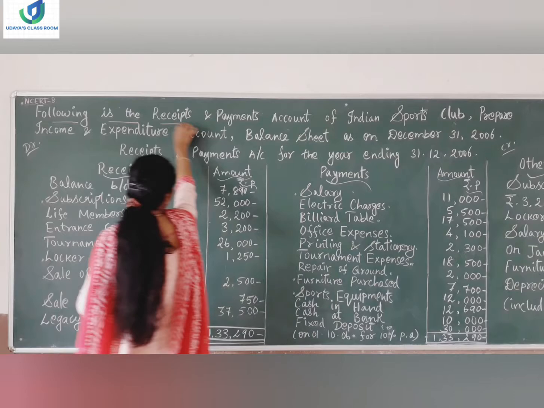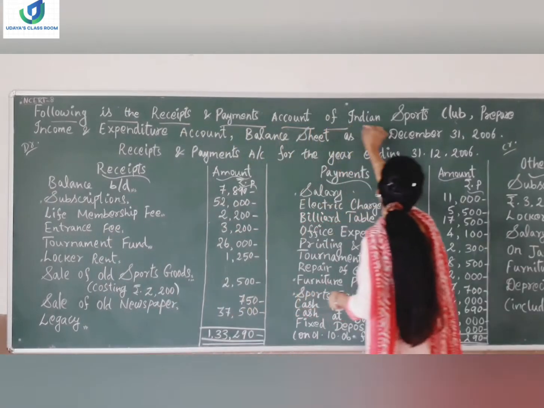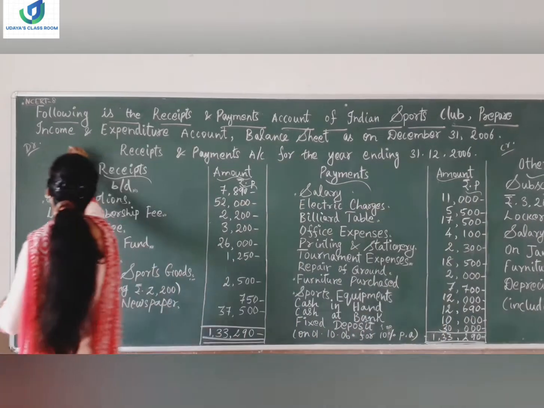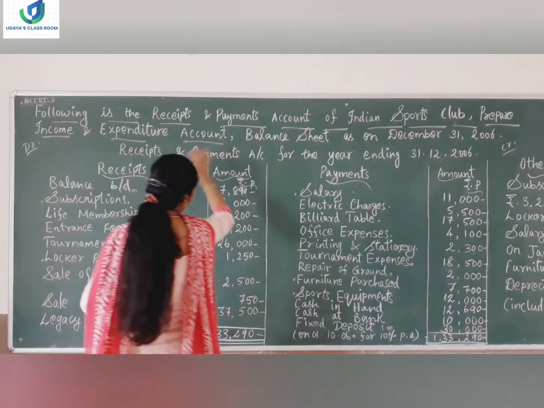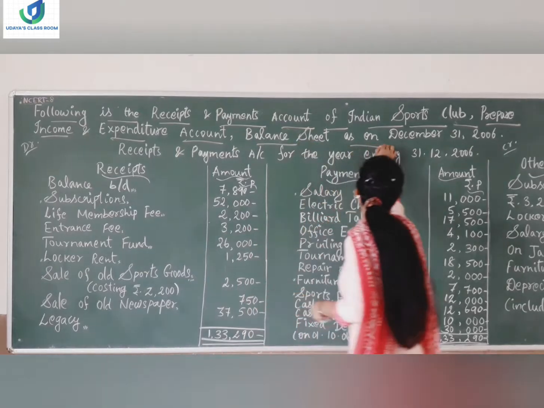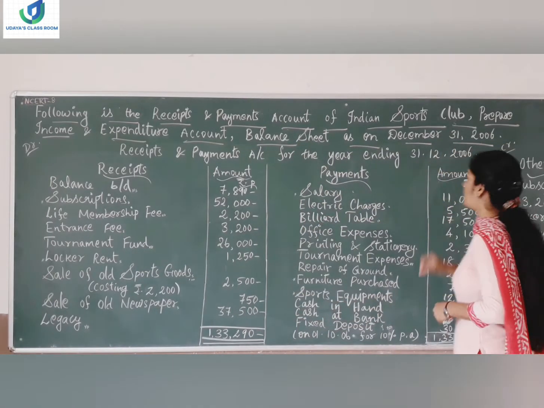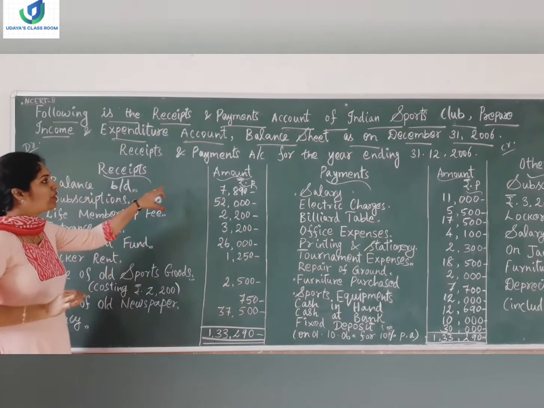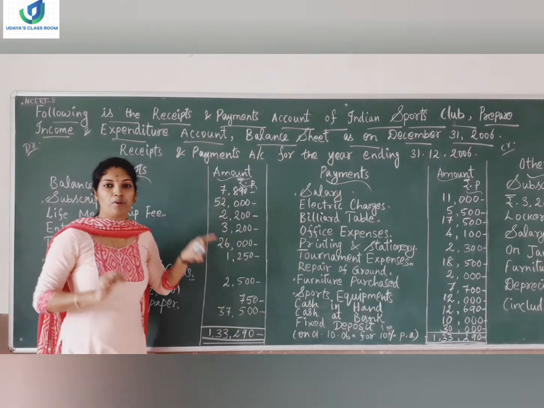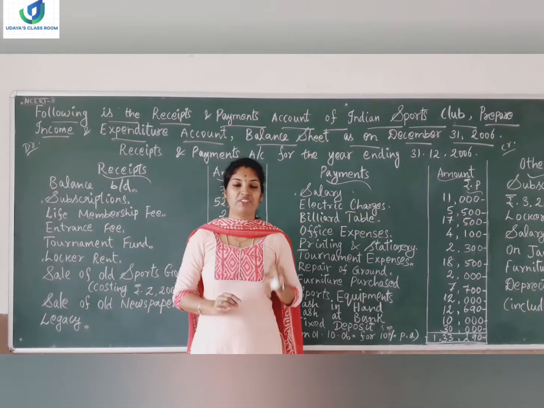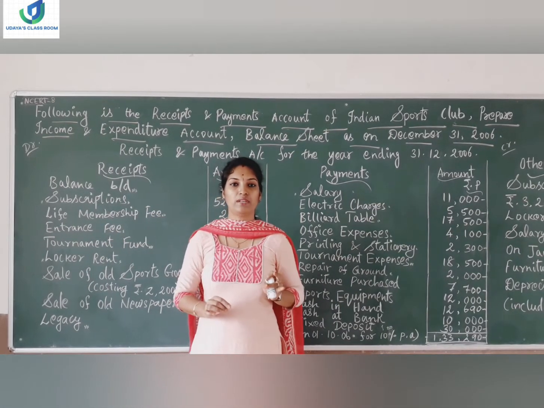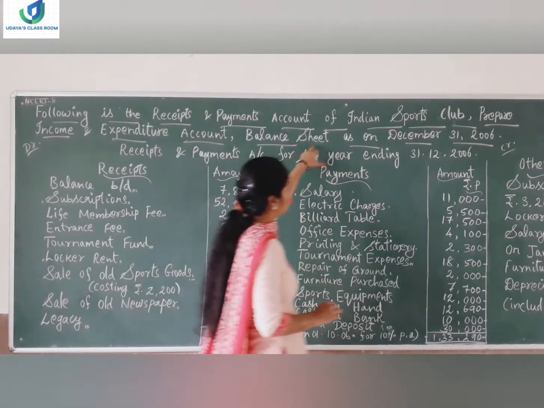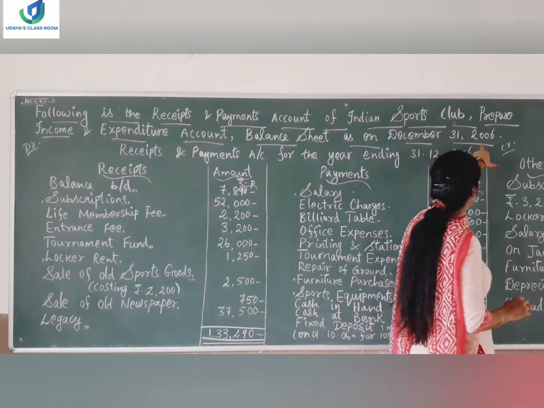Following is the receipts and payments account of Indian Sports Club. Prepare the income and expenditure account and balance sheet as on December 31st, 2006. As accountancy students, whenever we read any sum, the first and foremost thing we are supposed to do is see the financial year as well as the accounting period. Right? In this sum, the financial year ends December 31st, 2006.